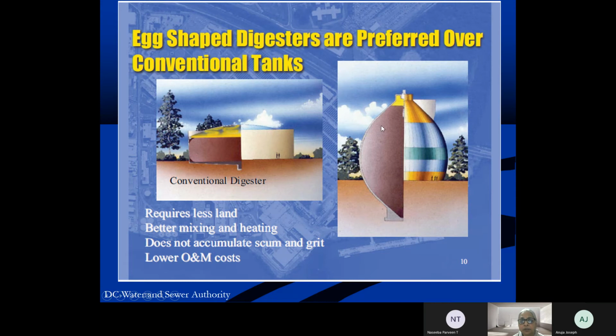Now, this is the internal part of the egg-shaped digester. It's a concrete tank. You can see that the footprint is much lower. So the land area requirement is much lower. And they also claim that they don't require mixing and heating. And the external cladding, you can see the scale. This is the human being standing in front of the digester. So in terms of the scale, you can see how large these digesters are. And no mixing, no heating is required because it retains the heat that is generated during the process.